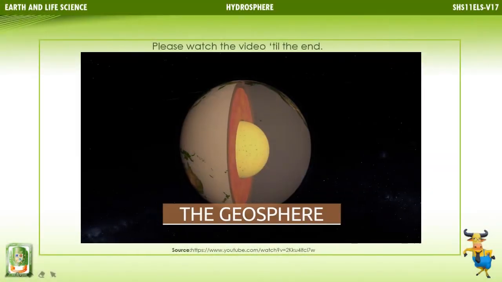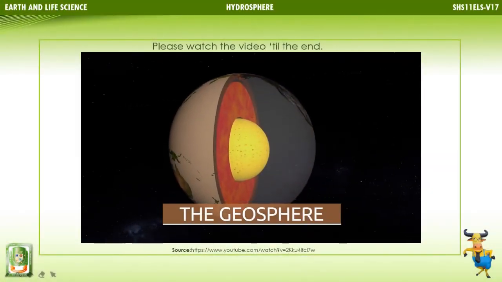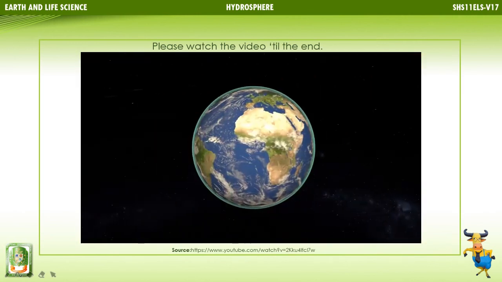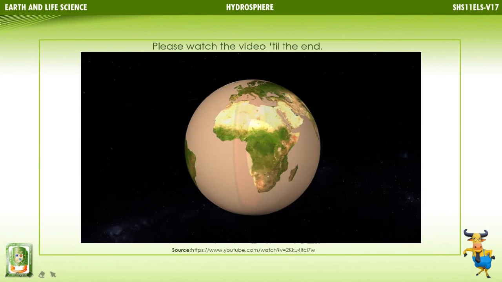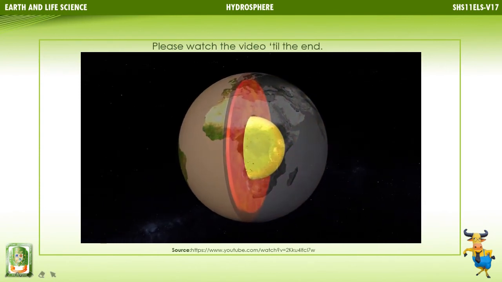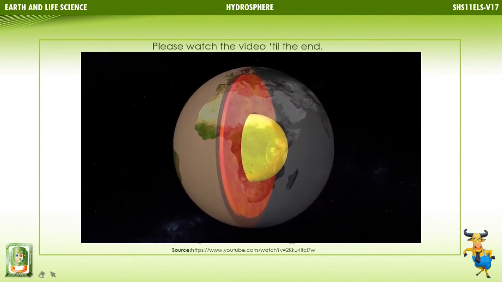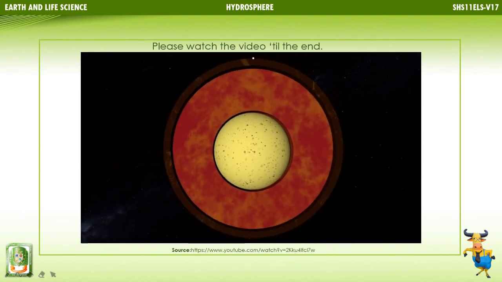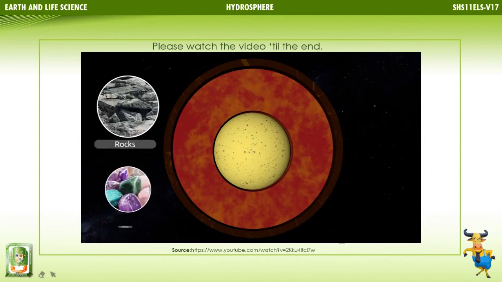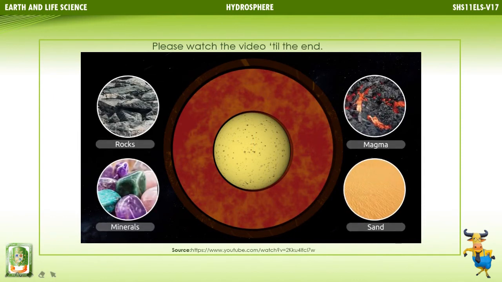The geosphere. The geosphere is an inner layer of the Earth, extending from its surface to the inner core of the planet. This layer is made up of solid rock and habitable ground. The thickness of the geosphere is approximately 6,730 kilometers. The geosphere is made up of rocks, minerals, magma, and sand.